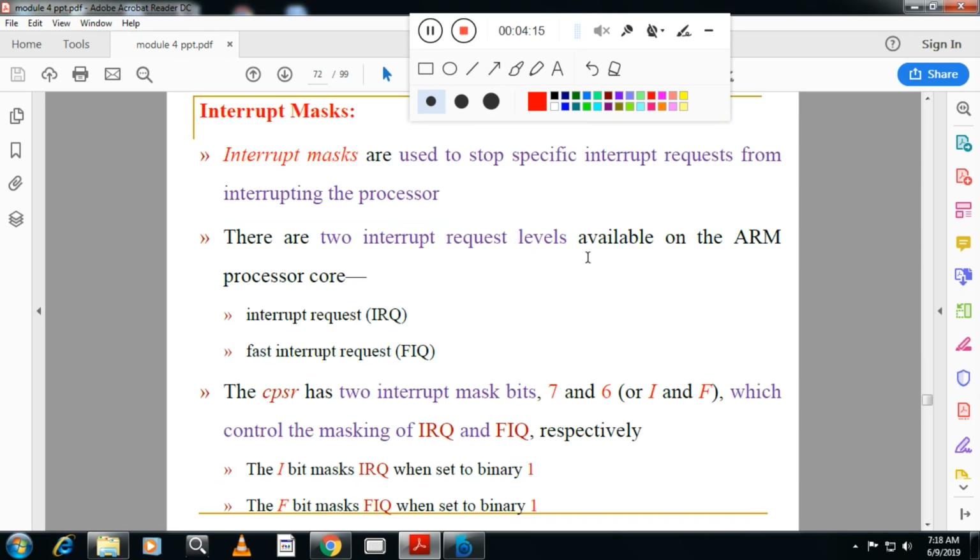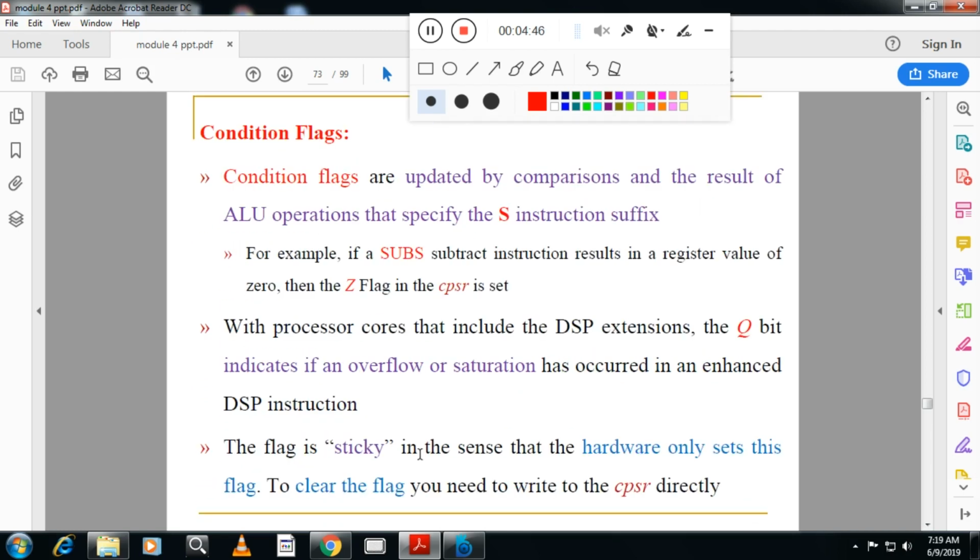Next, the interrupt mask. We have two types of interrupts, fast interrupt and normal interrupt. In the CPSR, the 7th and 6th bits are used: the 7th bit is used for IRQ and the 6th bit is used for FIQ. FIQ means fast interrupt request. When that is set, the processor will move to that mode, IRQ mode or FIQ mode.